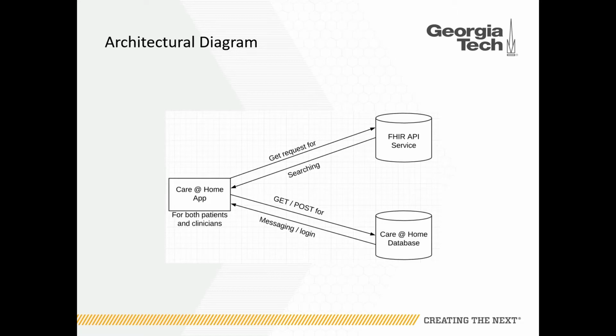Patients and providers can use the same interface to log in to our Care at Home app. If the patient needs to search for some medical-related information, the system will then issue a GET request to the FHIR API service in order to retrieve the result. The messages and conversations between the patients and providers will be stored in the Care at Home database. Each message record will create a new row in the messages table, which we will explain more in the next slide.